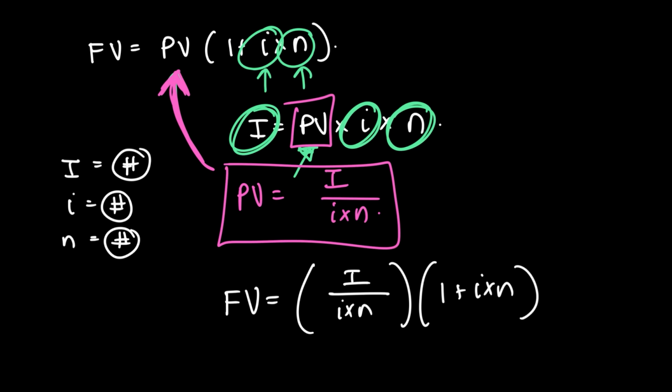Let's go do an example. And what we're going to do is we're going to do the example in two ways. We're going to do it in 2 steps, and then we're going to do it in 1 step, just so you can see what we're doing here with just the formulas using numbers.